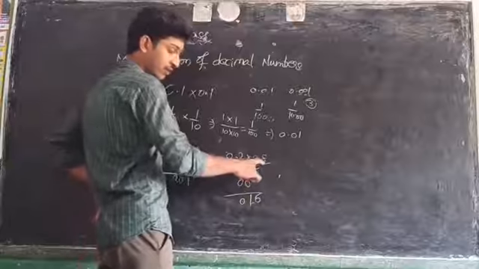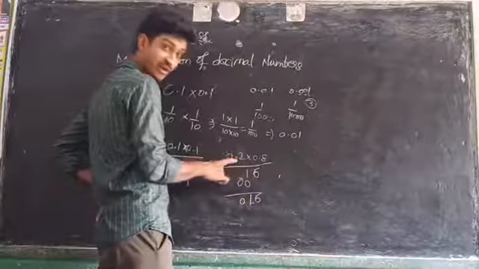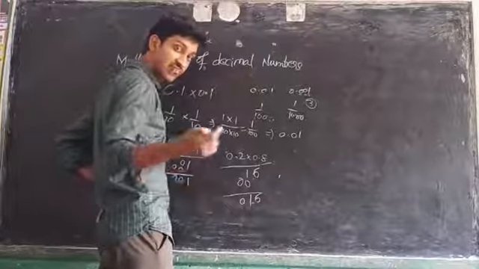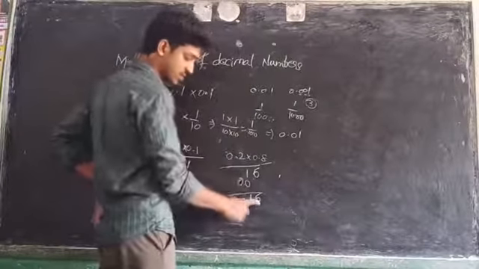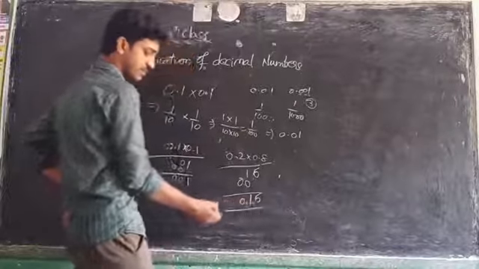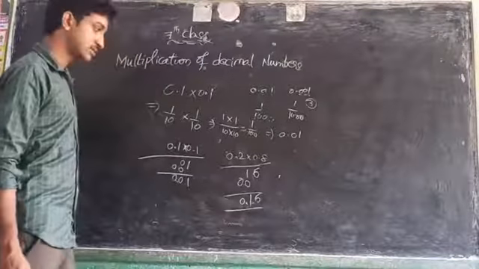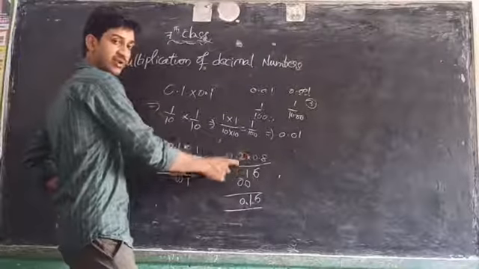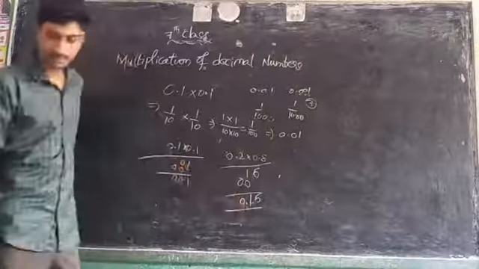Here after one number a point and after one number a point, 1 plus 1 is 2. So after 2 digits we have to place a point. So after 2 digits, 1, 2, place a point here. This is the answer for multiplication of two decimal numbers, 0.2 into 0.8. Okay children.